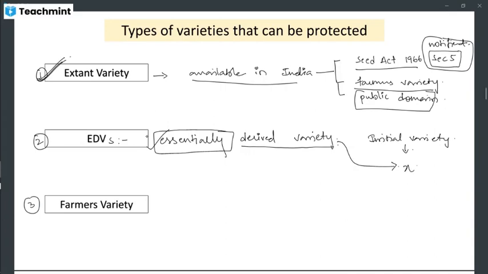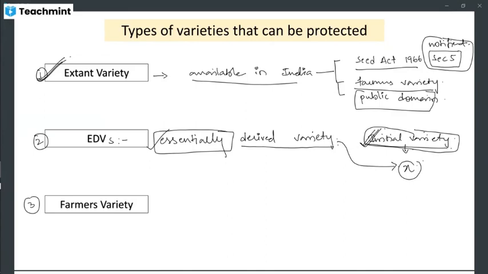Ultimately we derive this variety from the initial variety, but it should be clearly distinguishable from the initial variety. So the essentially derived variety should be clearly distinguishable from the initial variety. Please do note this down. These might be asked as questions in statement form. So an essentially derived variety should be clearly distinguishable from the initial variety from which it has been derived.